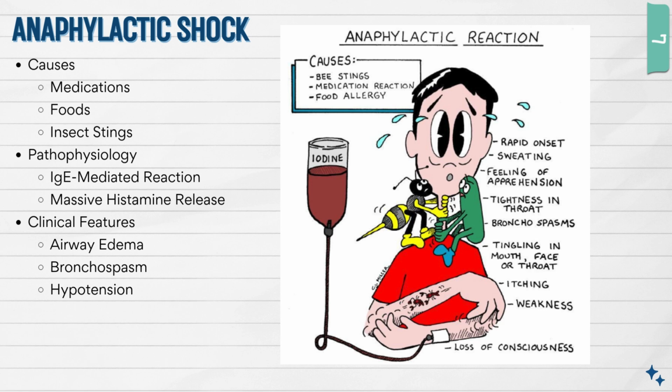Common causes include medications like penicillin, foods like peanuts and shellfish, and insect stings like bees and wasps. But technically, anything that people can be allergic to can cause an anaphylactic reaction. Those are just the more common ones. The pathophysiology includes an IgE-mediated immune response, leading to the release of histamines and other mediators. When your body releases histamines and mediators, that causes vasodilation, increased capillary permeability, airway edema, and bronchospasm.